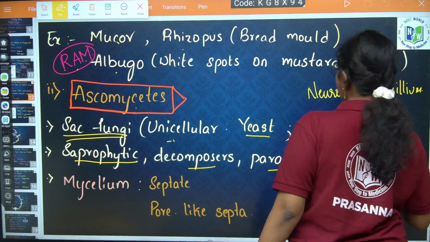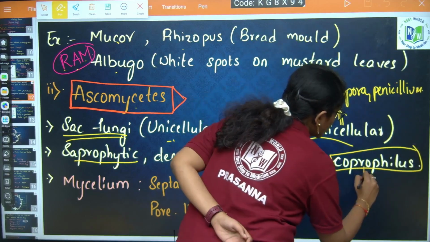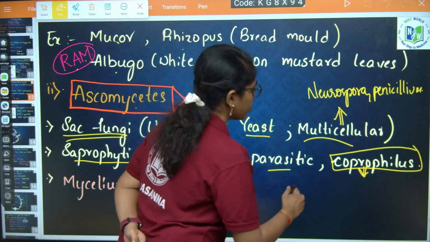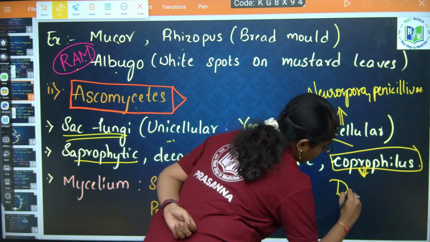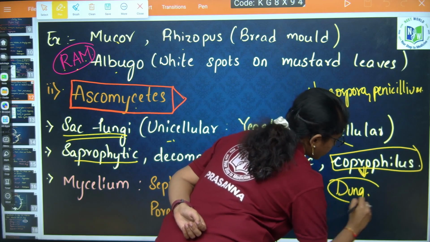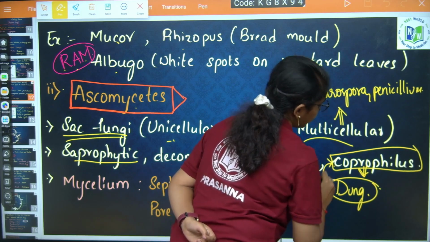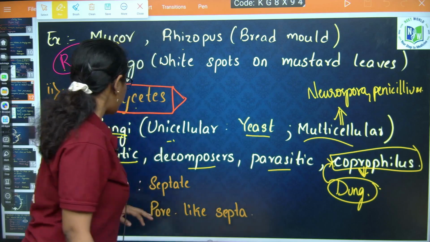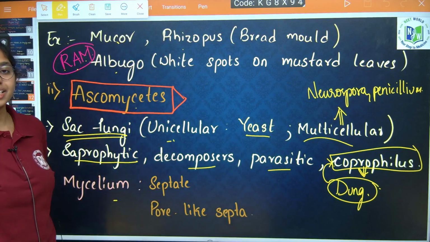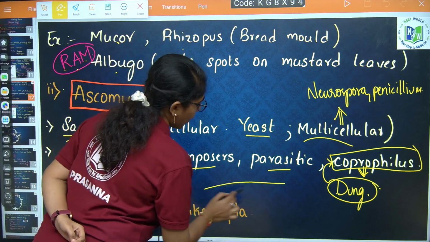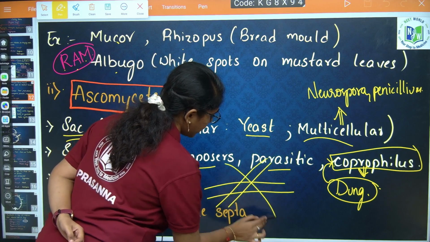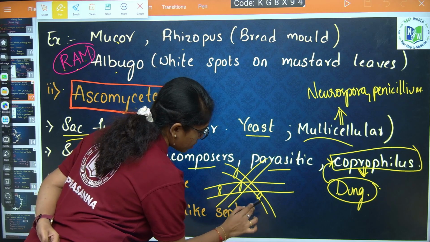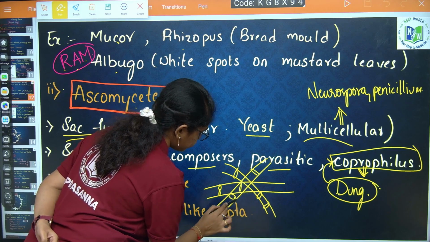What does the term coprophilous mean? Those fungi which feed on dung or which live on dung. They rely on dung; their habitat is dung, so they are called coprophilous. Mycelium is septate, and you will see pore-like septa, like this, pore-like septa.